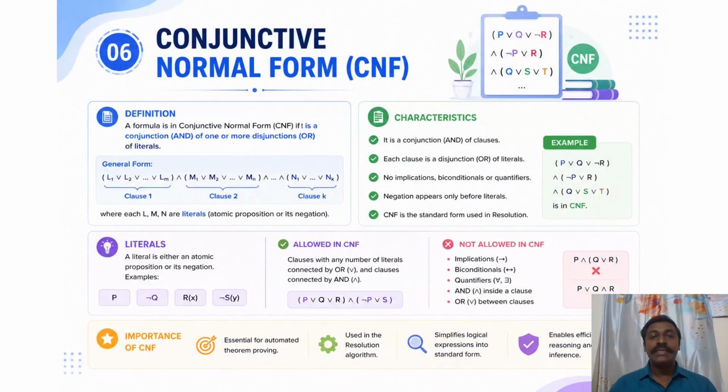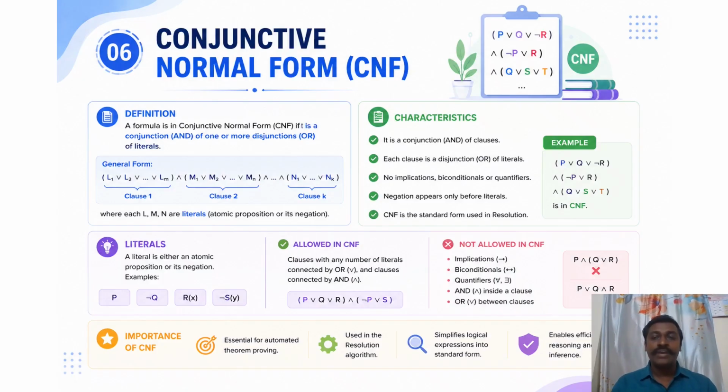Then let us see conjunctive normal form. What is conjunctive normal form? It is a conjunction of disjunctions, that is, an AND of ORs. There is a conjunction of one or more disjunctions. This is conjunctive normal form. So it is a conjunction of clauses, and each clause is a disjunction, or OR, of literals.